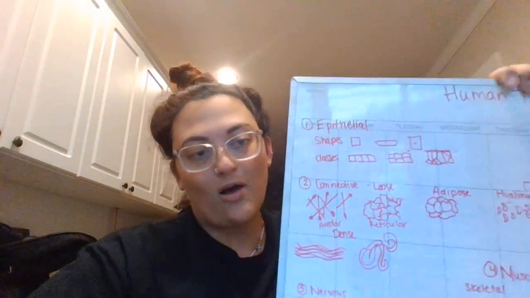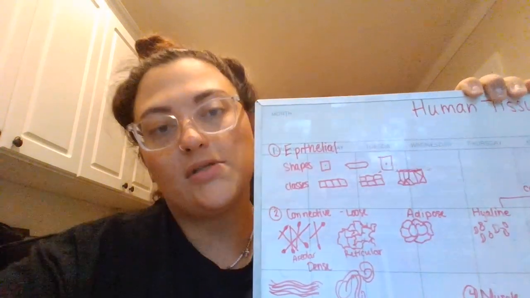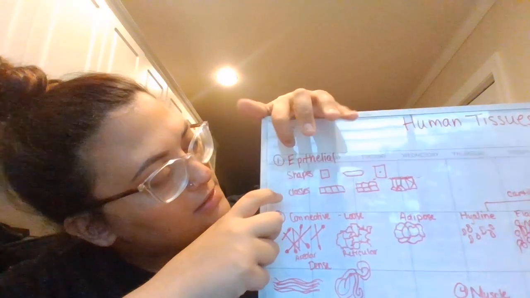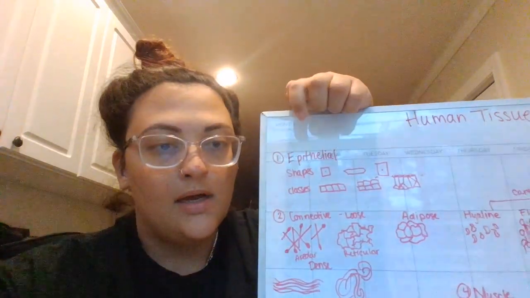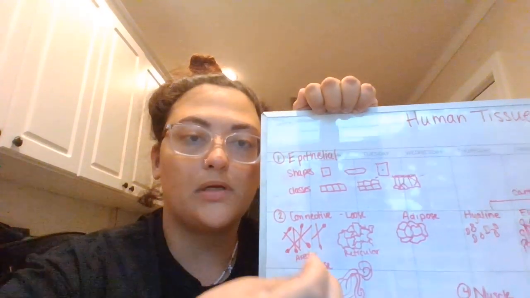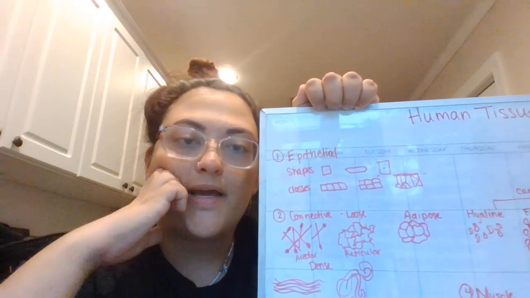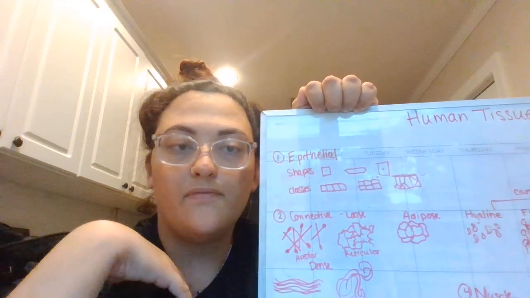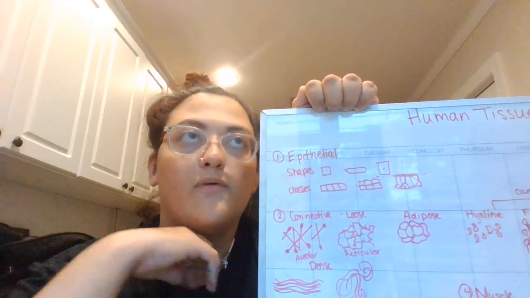I'm going to spend a lot more time on epithelial and connective, but here I drew some diagrams for you of all of them. So if you see up here, this is epithelial. Epi means top, and they're typically cells that are super close together. They are also found on the upper surface of organs and stuff like that.